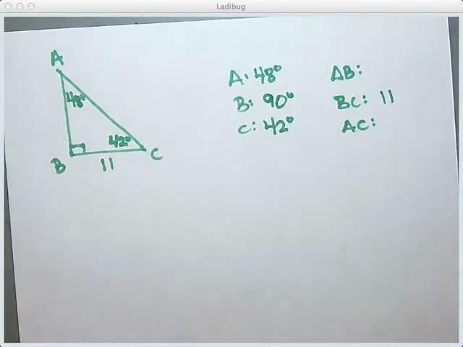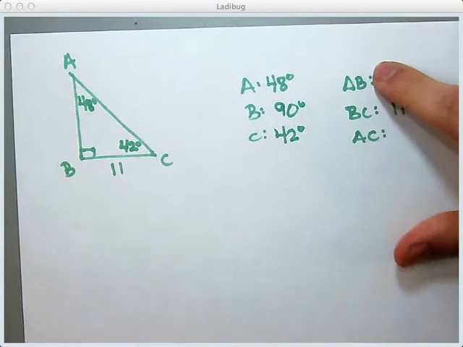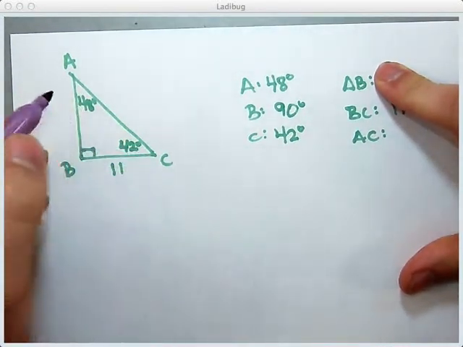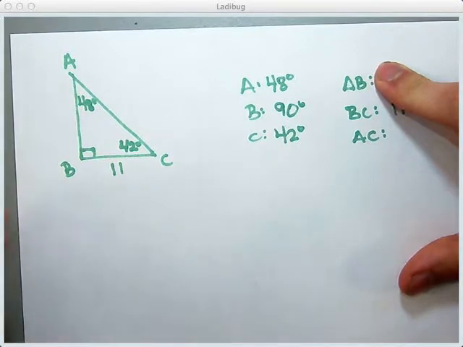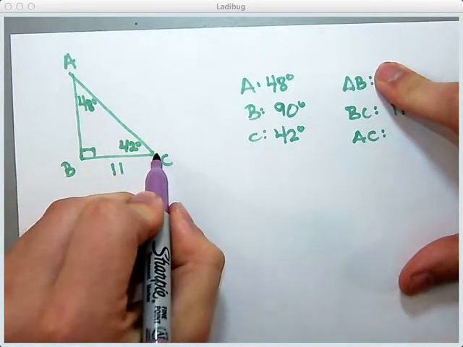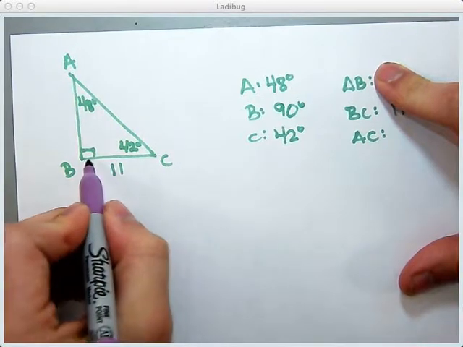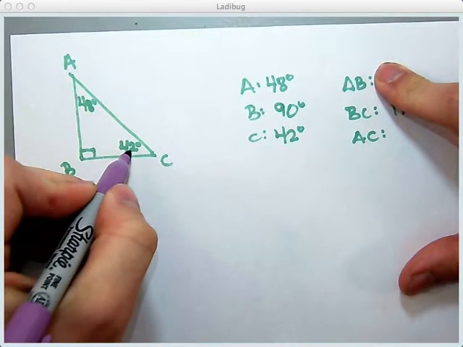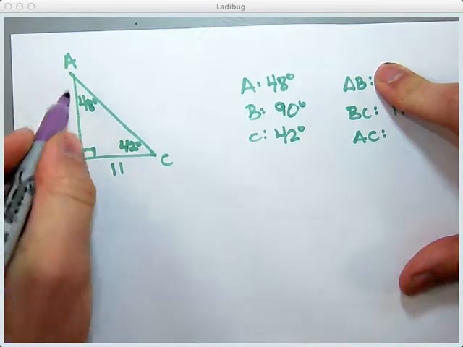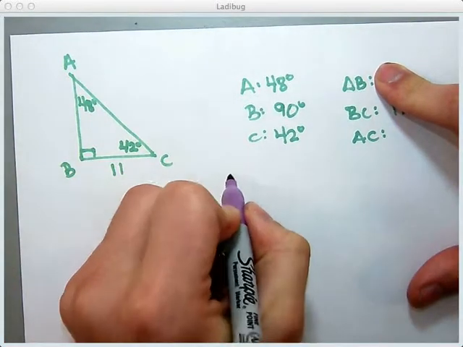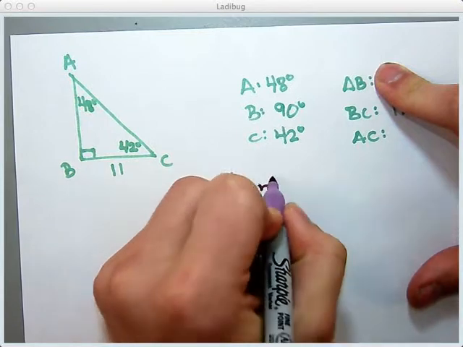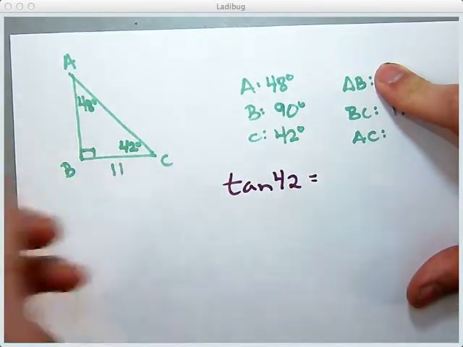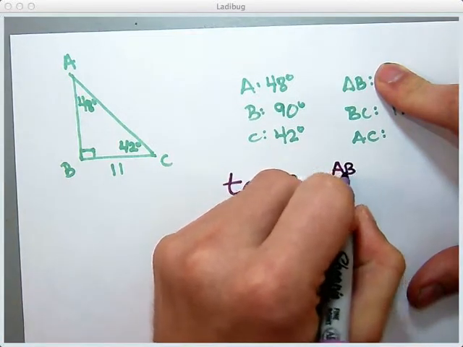All right, so let's just start with AB. If I'm solving for side AB, that's this side right here, I can use either one of these angles. It doesn't matter. I'm just going to choose 42 because I like 42 better. And so if I'm using 42, I have side BC, and I'm looking for AB. From 42, that's the adjacent side and the opposite, so I want to use tangent. I know that the tangent of 42 is going to be equal to the opposite over the adjacent. So in other words, it's going to be equal to AB over 11.